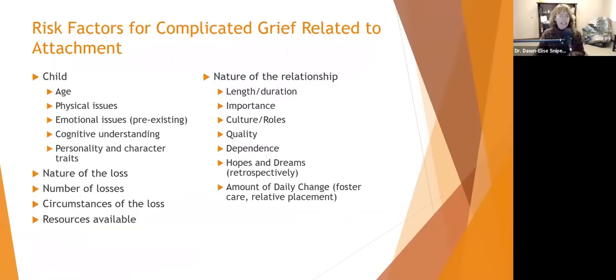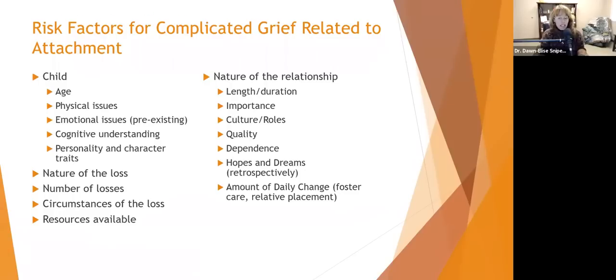And their personality and character traits, if they tend to be highly emotional, if they tend to be more clingy and high needs, then it may be more traumatic if their caregiver goes away. And again, it could even be a caregiver going away to treatment for 6 months or to jail for a year. It doesn't have to necessarily be death. The nature of the loss. Obviously, death is going to be different than if a primary caregiver gets deployed for 6 months or a year.